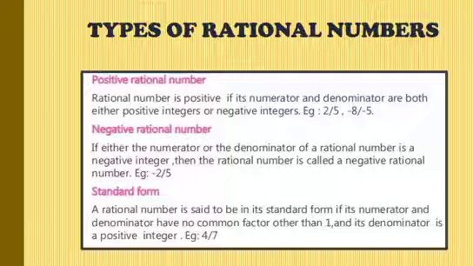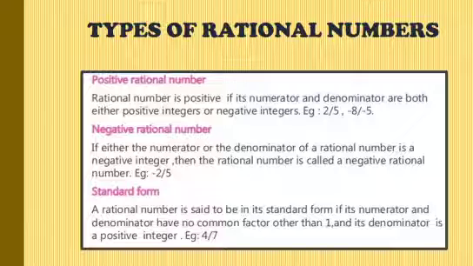Types of rational numbers: positive rational number, negative rational number. A rational number is positive if its numerator and denominator are both either positive integers or negative integers. Example: 2 by 5, here numerator and denominator both are positive. Minus 8 by minus 5, here numerator and denominator both are negative, but after cancellation of the minus sign we can make it a positive number. So both the examples come under positive rational number.